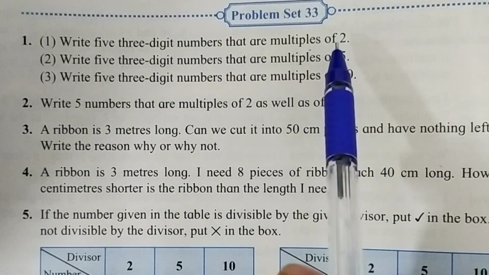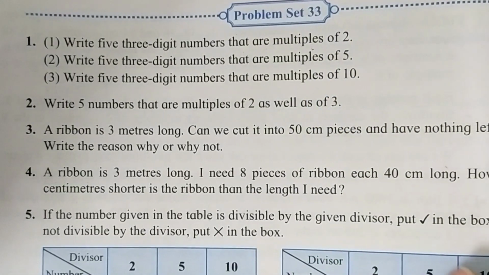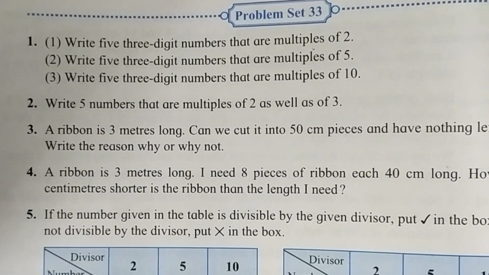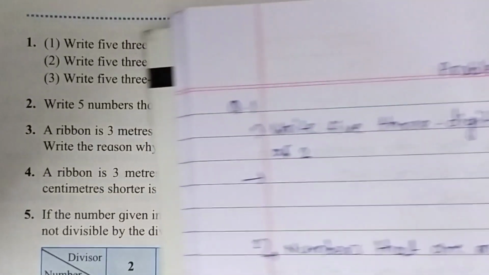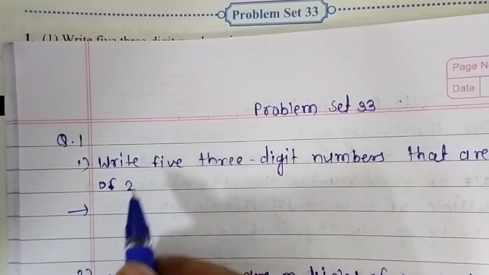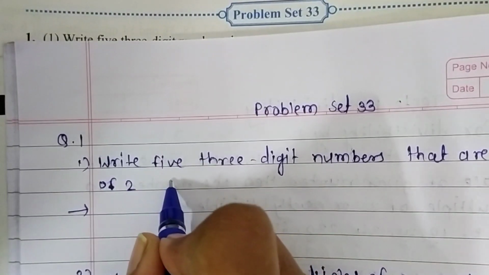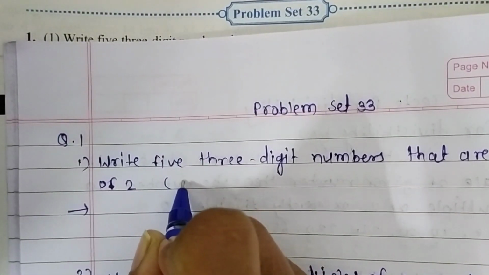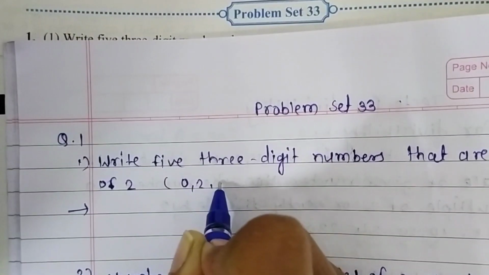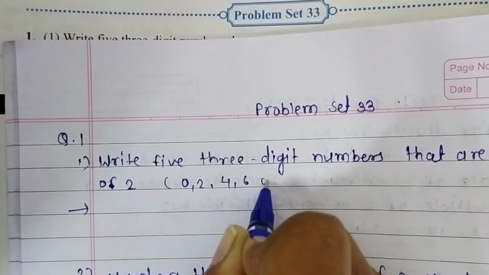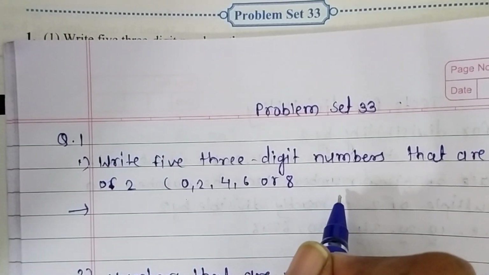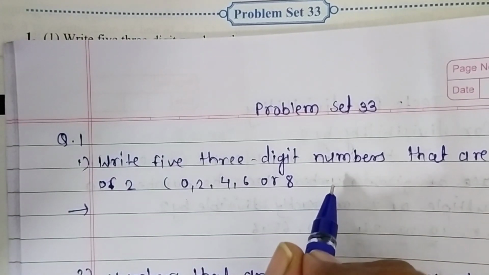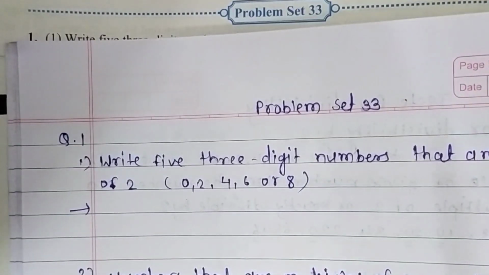Here we are going to use the divisibility test of 2. They tell us to write 5 3-digit numbers that are multiples of 2. So our divisibility test of 2 says that if there are 0, 2, 4, 6 or 8 in the unit place of the given number, then that number is exactly divisible by 2 or a multiple of 2.